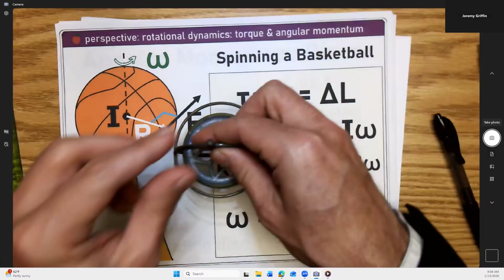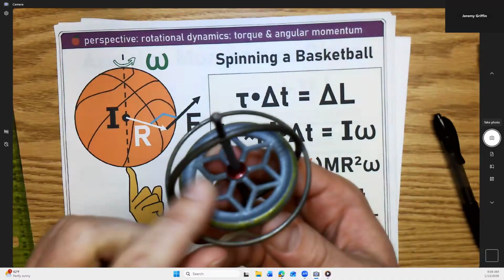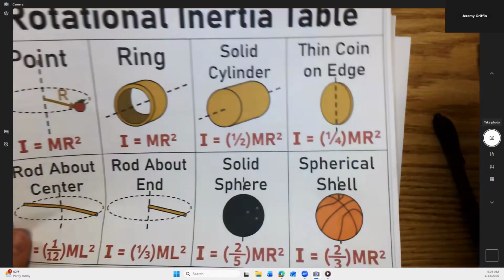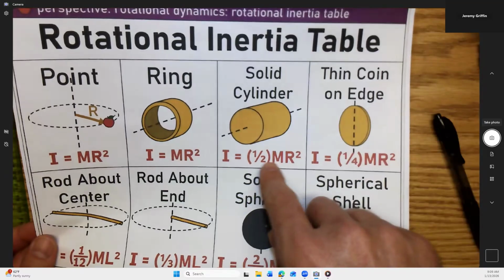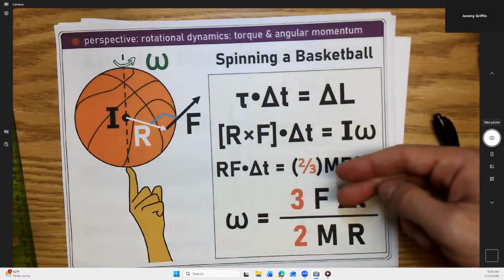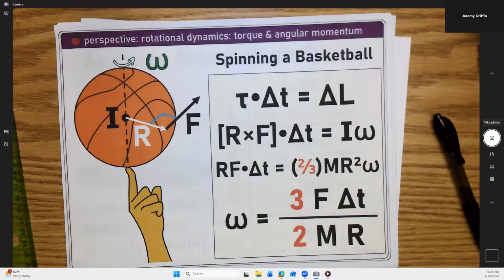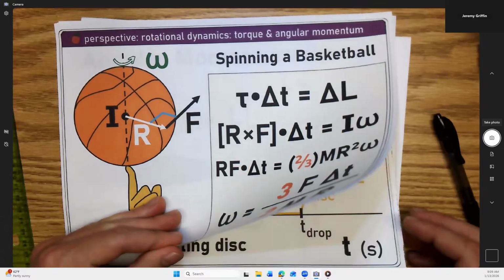How about this? What if I really simplify this to the point that I call it basically a solid cylinder? Could you use this instead? This 1/2 right here would be 1/2, and this would be 2/1. So it depends on what shape you're trying to rotate. You guys good so far?